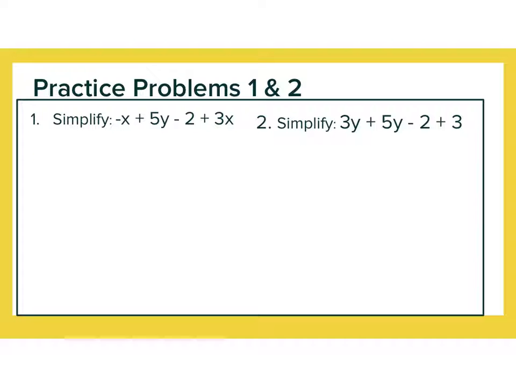Start, I have an x, a negative 1x. I'm going to put the 1 there for myself. And I have a positive 3x, negative 1 plus 3. Signs are different. So I do 3 minus 1. It's 2x. Keep the sign of the larger.